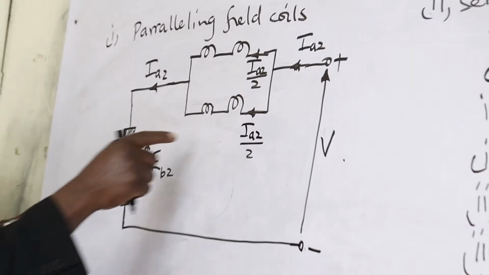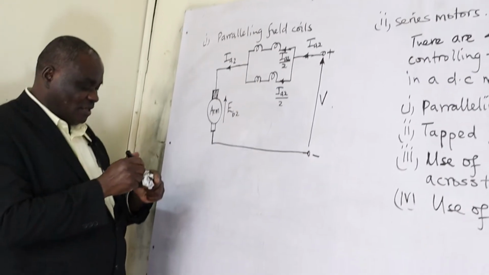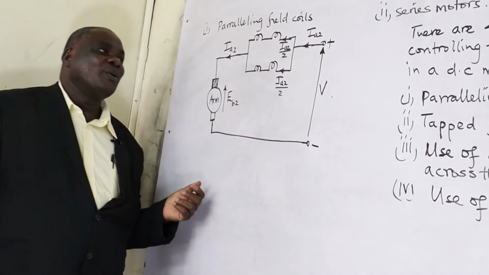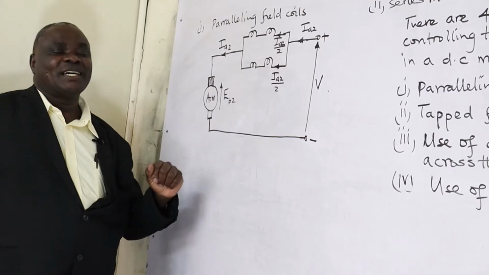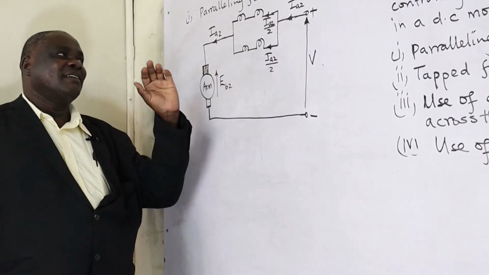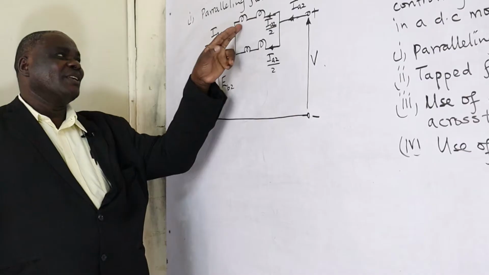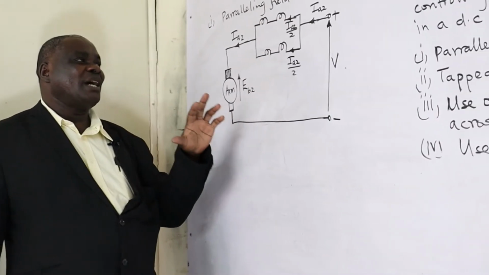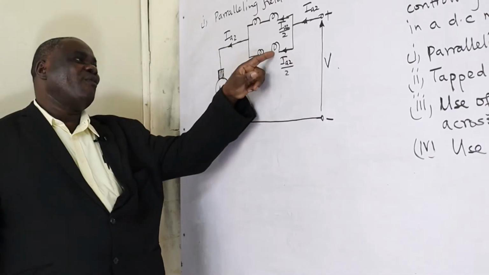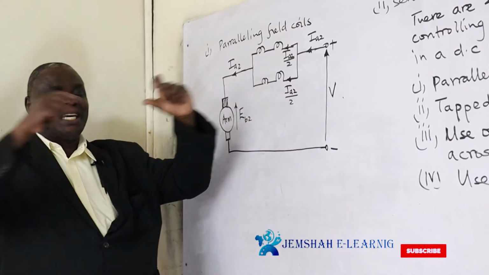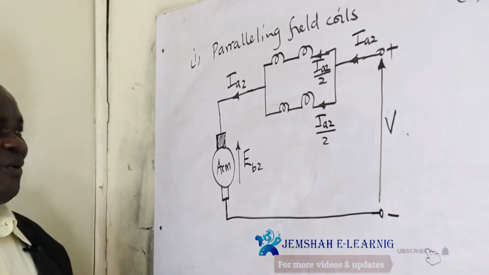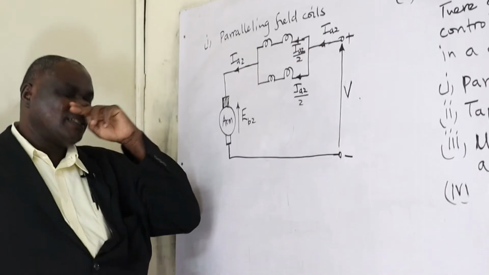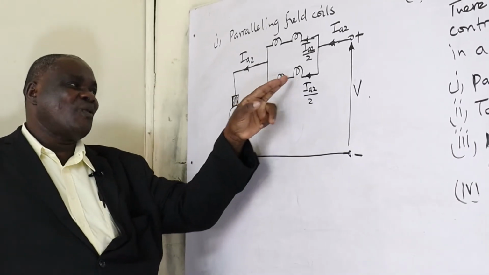Now, this is the circuit that we can use when we would like to parallel field coils. By doing so, we are trying to reduce the flux per pole. We are trying to reduce phi. Before, the whole armature current was passing through the four field coils when they were put in series. But now we have taken two coils and put them in parallel with another two coils.